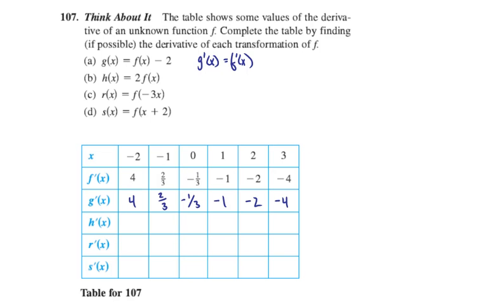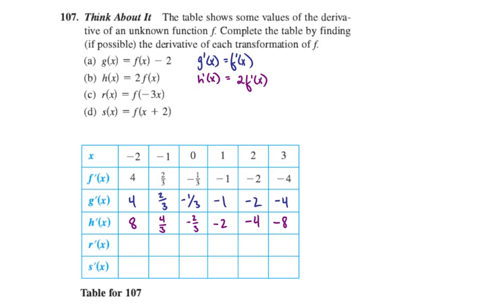For h of x, if h of x is 2 times f of x, then using the constant multiple rule, h prime of x will just be 2 times f prime of x. And so for each x value, the values of h prime of x will just be the values of f prime of x, but doubled. So all I did there was double each entry in f prime of x to get h prime of x.